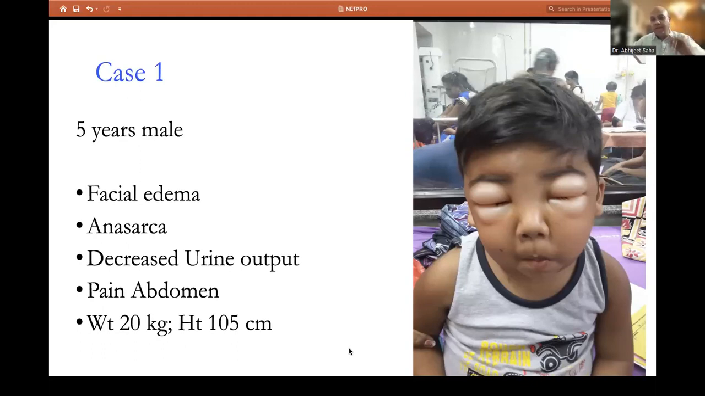So we start with the first case. You can see a picture on the right side of the screen. There is a child who was 5 years of age, presented with facial edema, anasarca, decreased urine output, and pain abdomen. This child was weighing 20 kg and his height was 105 centimeters. And you can see that there is a lot of facial puffiness. Any thoughts? You must be having thoughts about this child by the facial impression only. You can write it in the chat box or in the relevant area.